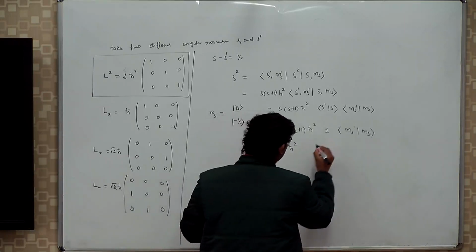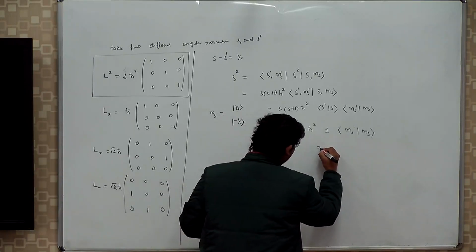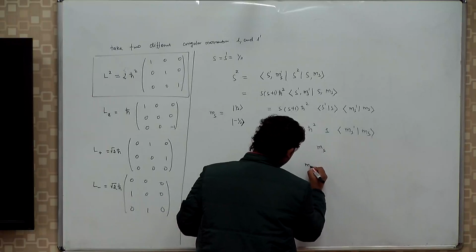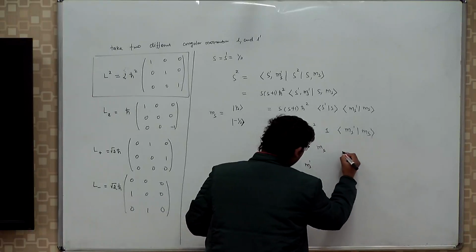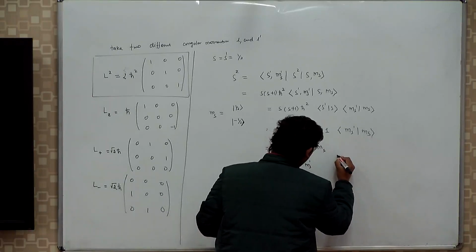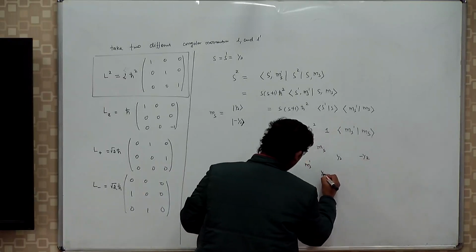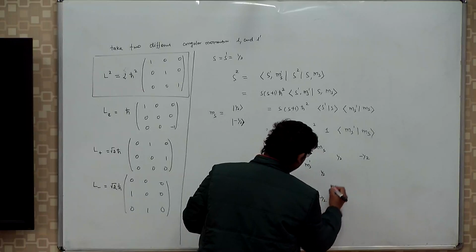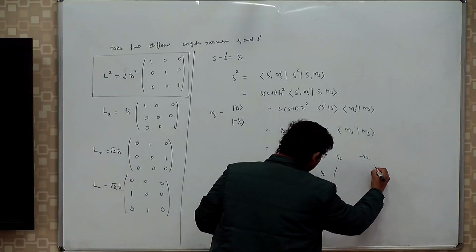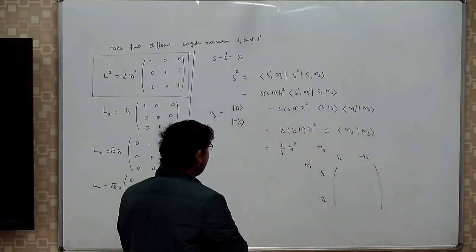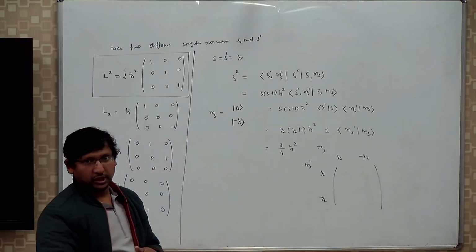Then here m_s dash will be 1/2, -1/2, 1/2, -1/2. These are the possible values, and the dimension of the matrix will be 2 by 2.